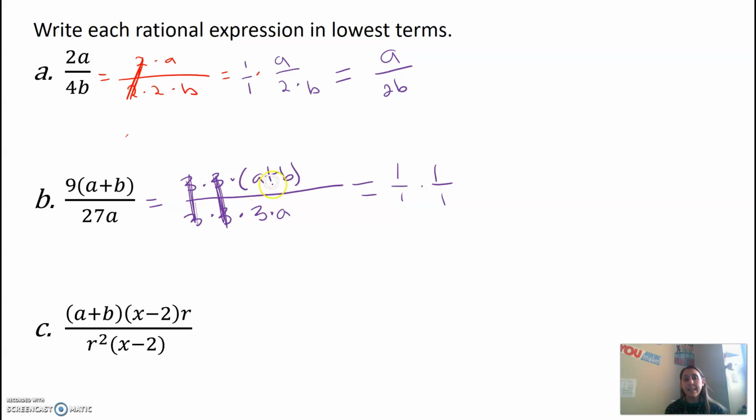This a and this a cannot be broken up. And the reason why that is, I'm going to show you an example that I always show students. So 4 times 2 over 2 would be 8 over 2, which is just 4.